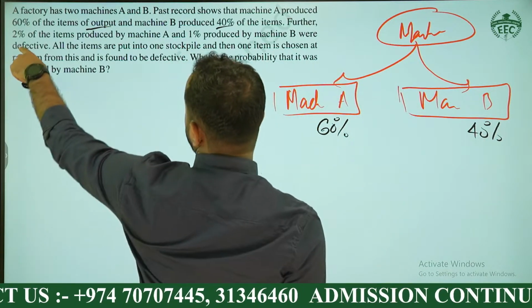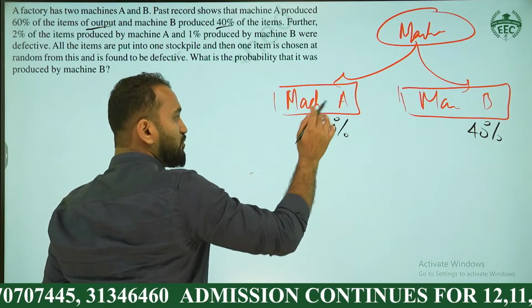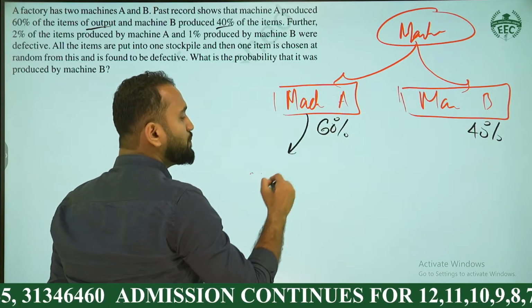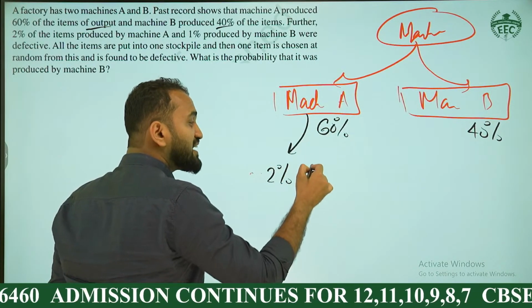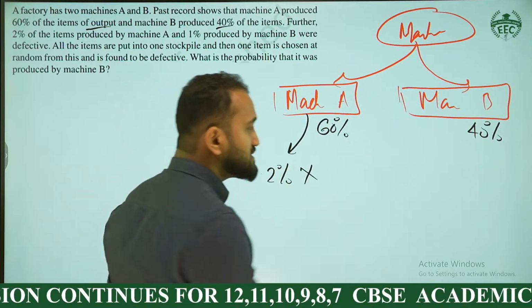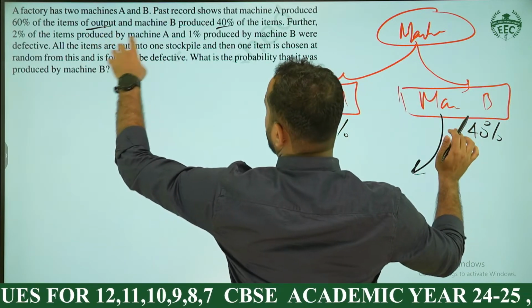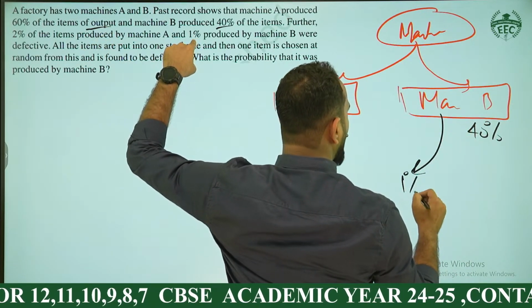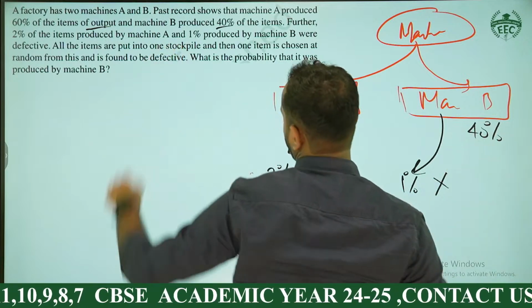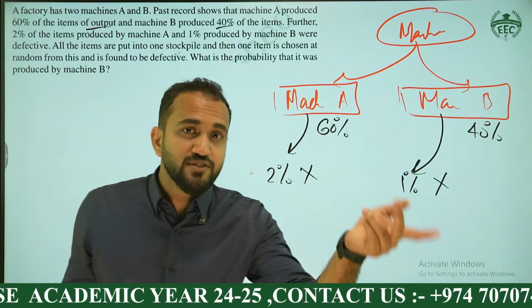Now, it was found that 2% of the items produced by machine A, out of the 16, were defective, which means the remaining 98 are non-defective. And similarly, out of the 14% production of machine B, it was found that 1% was defective. Then people, tell me what are the 2 questions you can expect here.